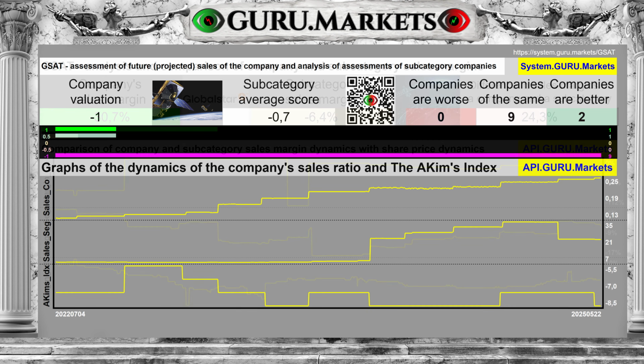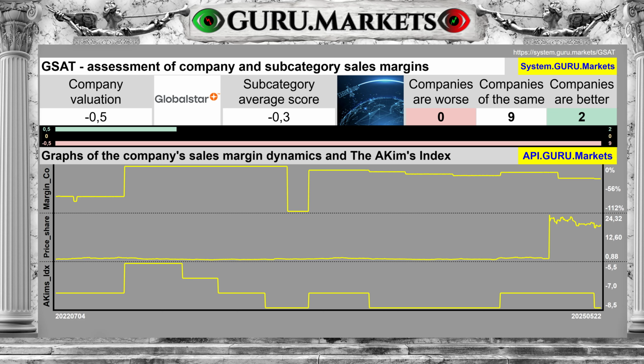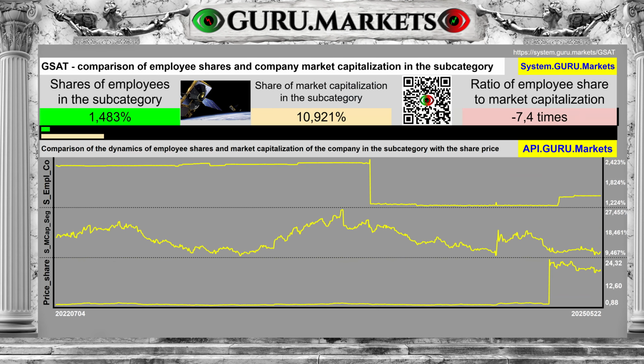The margin is -30.7%, with the average for the subcategory being -6.4%. The difference between the subcategory average and the company's performance is 24.3%. Evaluation of sales profitability in comparison with the indicators of companies in the subcategory, passable, -0.5 points. The company's share by number of employees in the subcategory is 1.483%. This is 636% less than the market capitalization share.